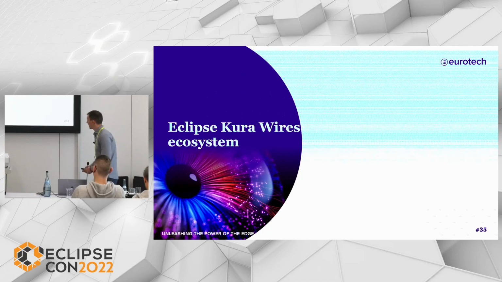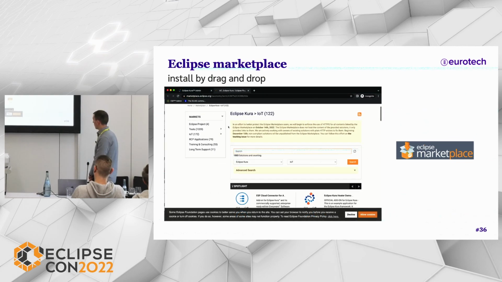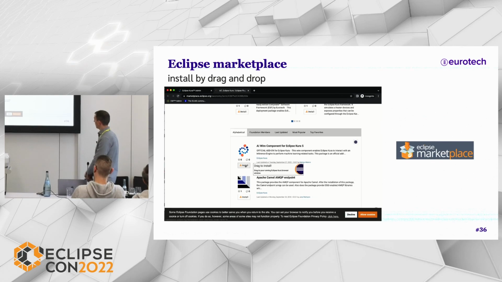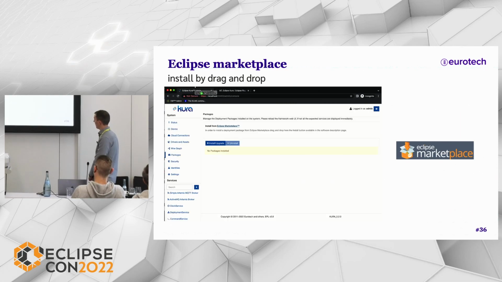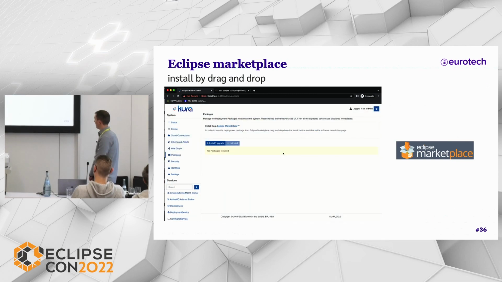So let's have a look at the Eclipse Kura Wire ecosystem and what you can do with it. Most of the Eclipse Kura components that can be drivers or also wire components are available on the Eclipse Marketplace. And you can drag and drop from there right to your web UI. For example, you find an interesting component like the AI one, and you drop it on the web UI, and then it is installed.